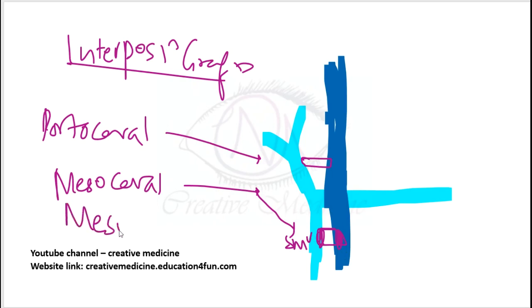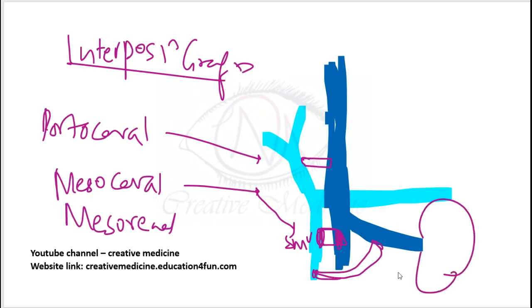Then we have the mesorenal graft. In mesorenal graft, from the inferior vena cava you will have a renal vein coming and supplying the kidney. Now you will put a graft between the superior mesenteric vein and the renal vein. So you put a graft connecting the superior mesenteric vein and renal vein. So this is mesorenal. These are the interposition grafts which were put.